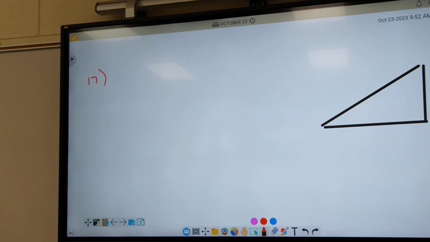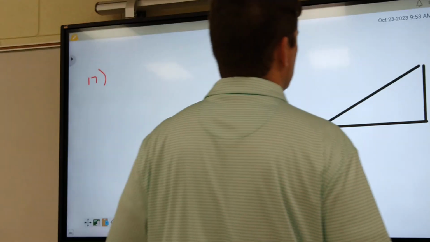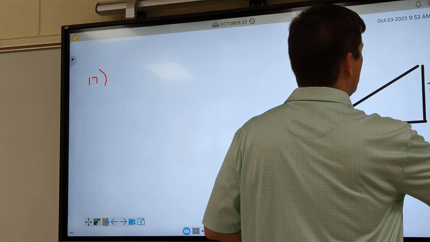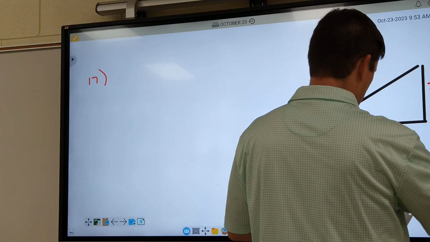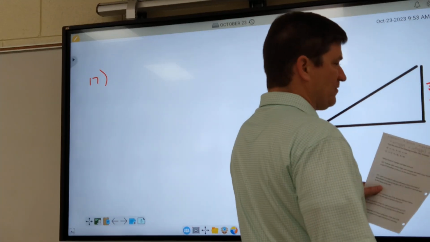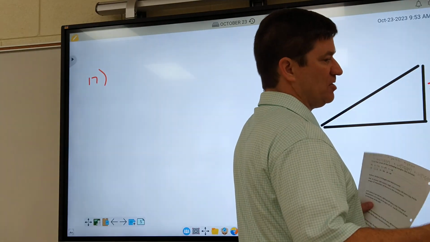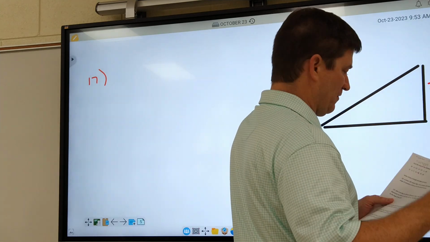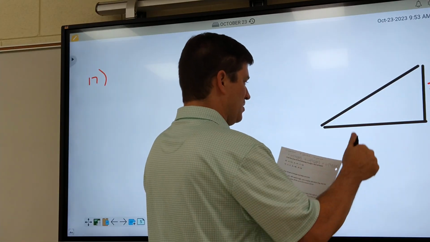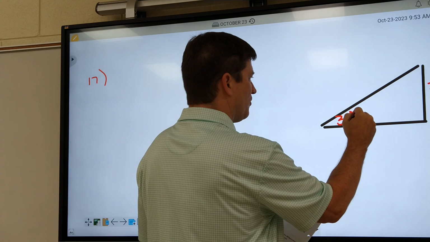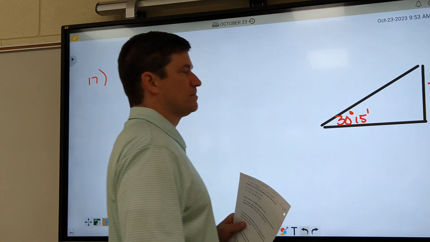All right, it says John is on top of a 350-foot cliff. Where does 350 go? Up and down. Up and down. Very good. 350 foot. The angle of depression. Guys, I just told you, if it says angle of depression or elevation, that's your bottom angle. So this bottom angle is 30 degrees, 15 minutes.